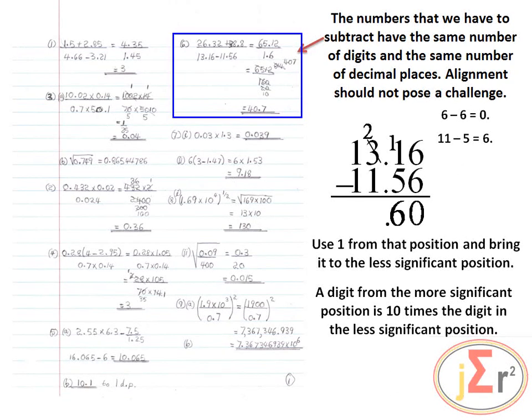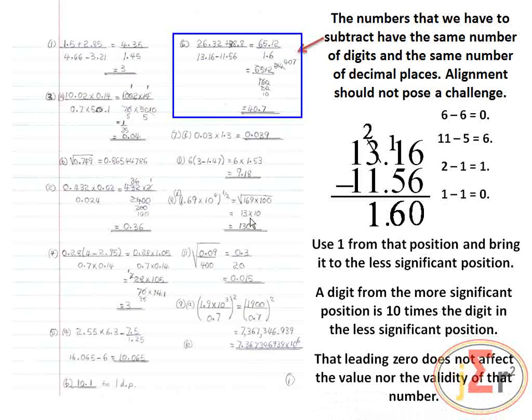And the point is vertically aligned. And we move merrily to 2 minus 1 is 1. And then we do not have anything here. 1 minus 1 is 0. And what do we say about that 0? That leading 0 does not affect the value nor the validity of that number. So we do not have to put that one in.